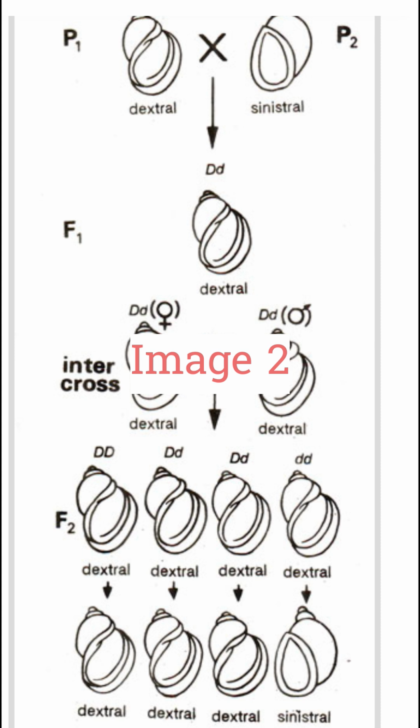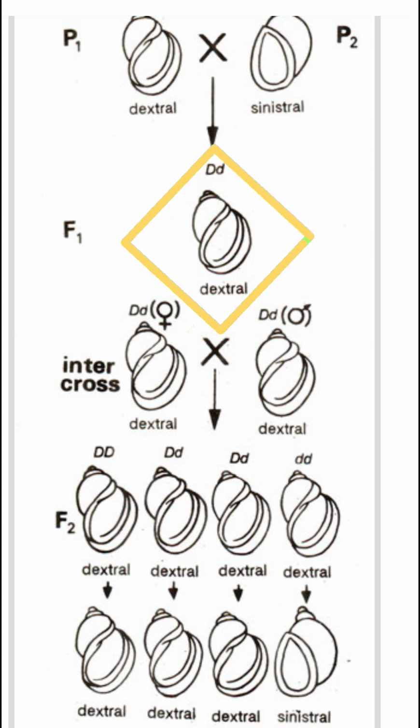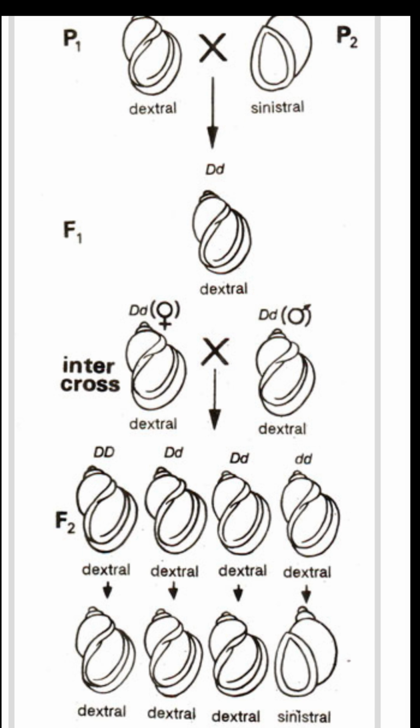Now let's look at the second image. P1 generation female will be represented by D dextral and male is sinistral small d. Let's cross. Now F1 generation, all offspring we will get Dd, and phenotype is dextral because mother is D.